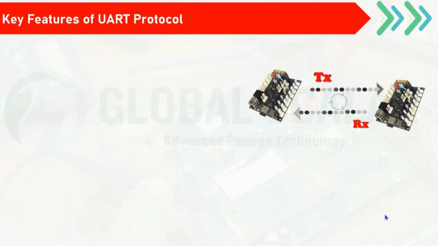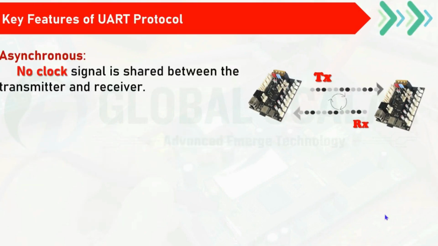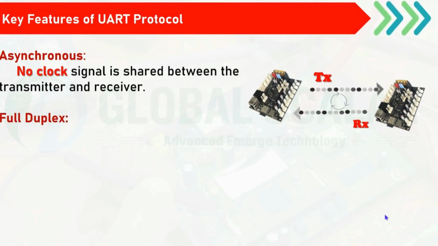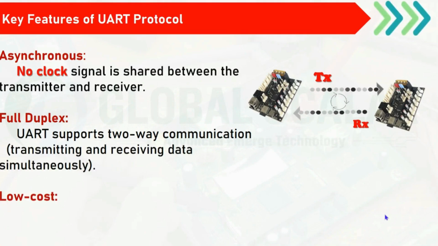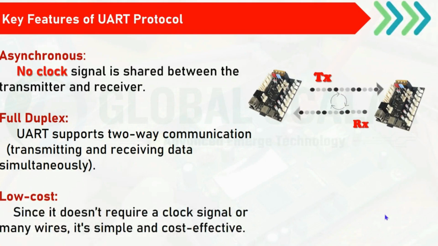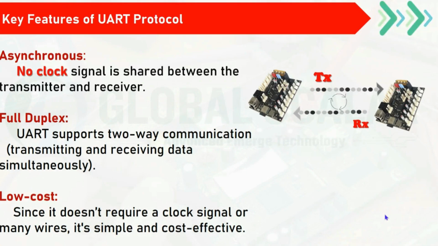The key features of the UART protocol: it is asynchronous. No clock is required for transmitting the data. Transmitting and receiving can happen simultaneously. It is full duplex. It will support two-way communication. It is low cost, as it doesn't require a clock signal or many wires. It's easy to implement with the TX, RX, and ground wires.